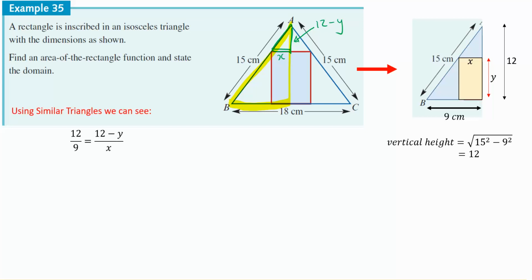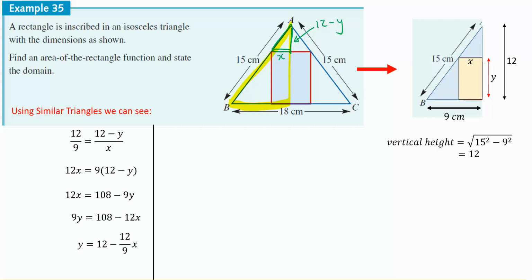Reason why I do that. So you draw it out. The green triangle which I'm drawing here, I call this x. I call this 12 minus y. I'm comparing that to a larger triangle where I know this is 9 and that is 12. Similar triangles. These two are equal to each other. These two are equal to each other. Times both sides, cross multiplication. Rearrange. And you get this function.